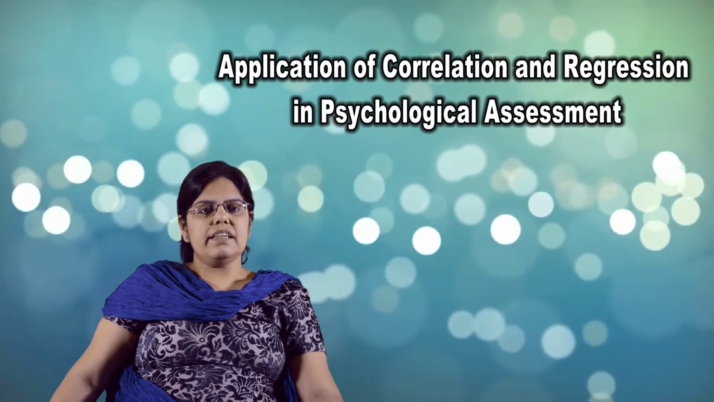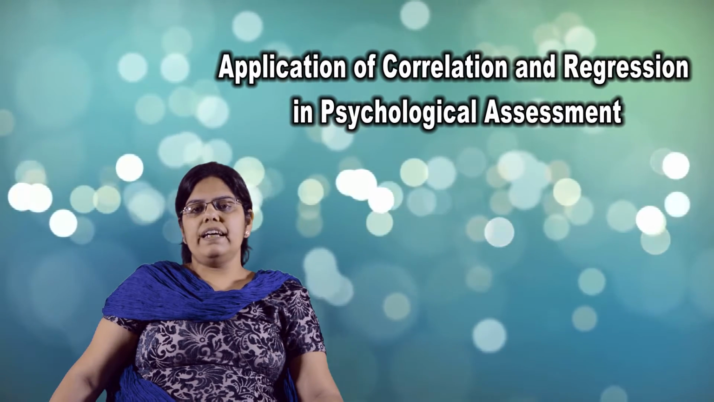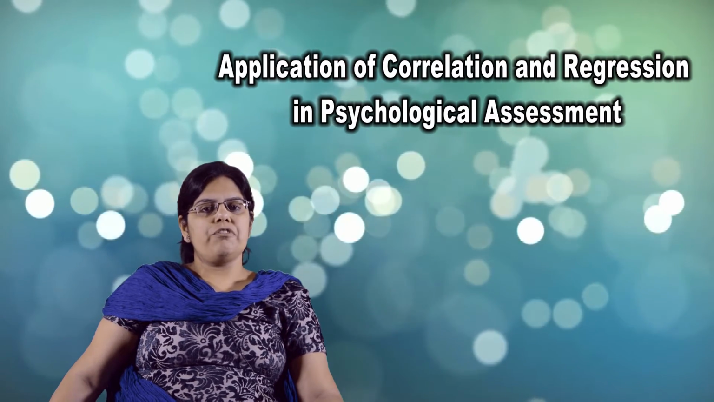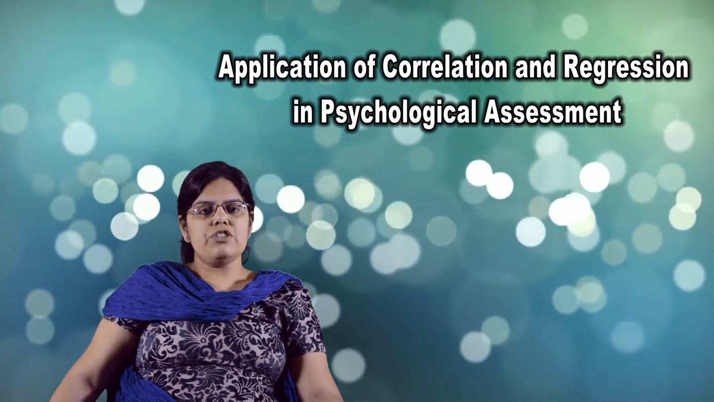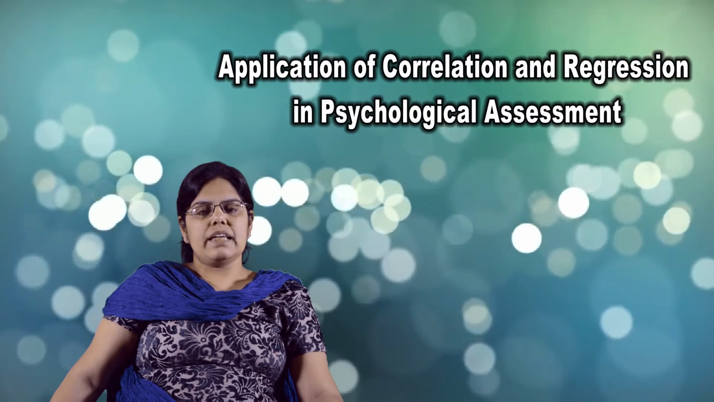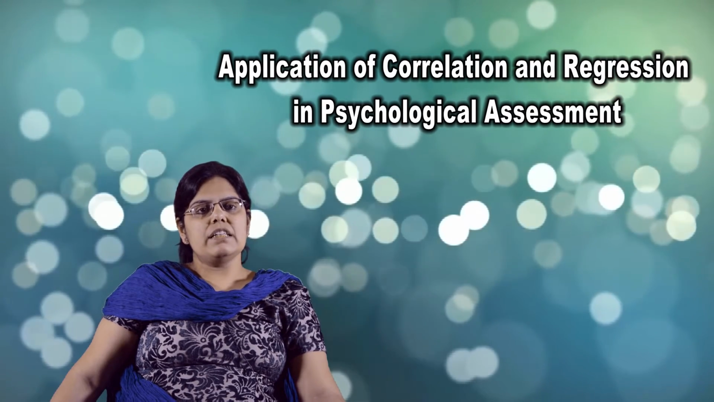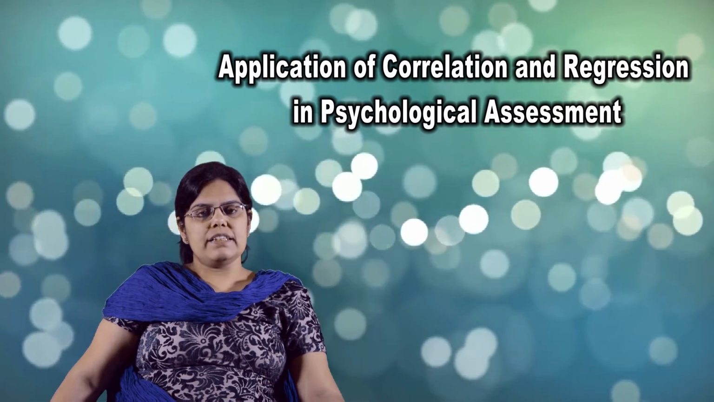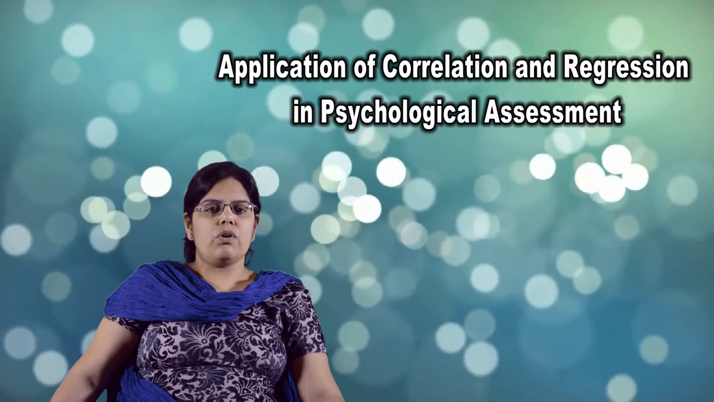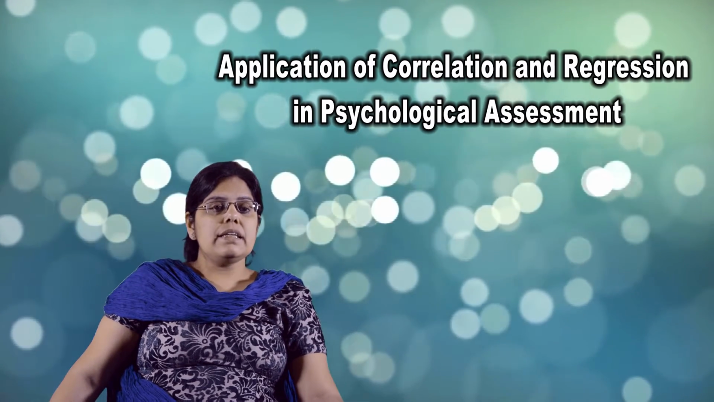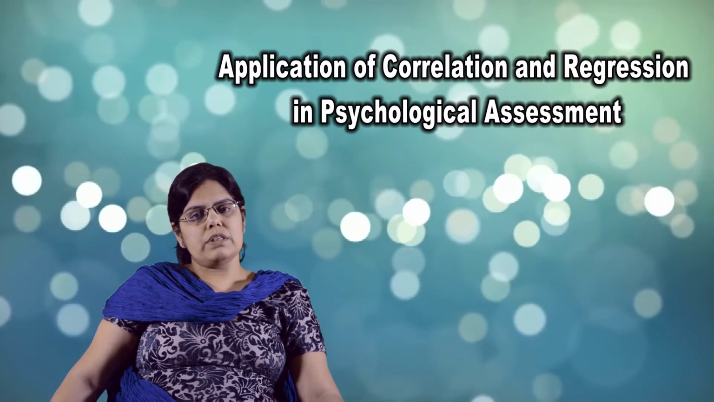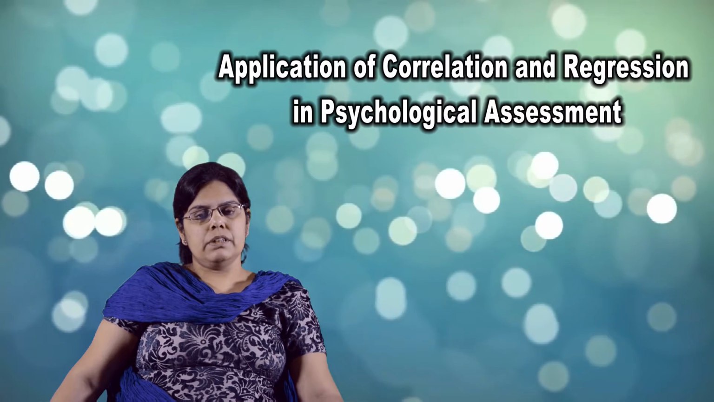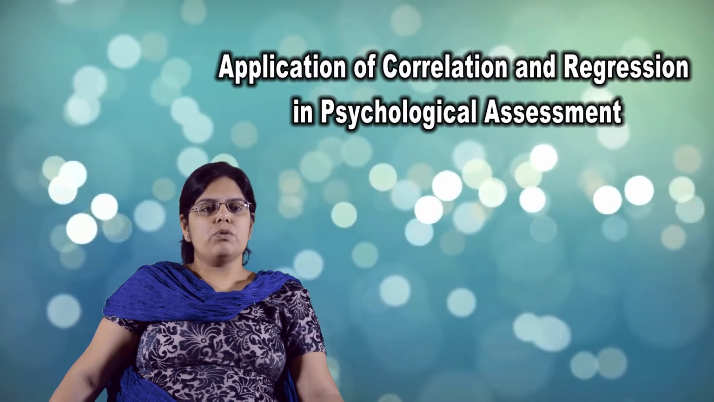Within the classical test theory, correlation is widely used in various steps of item analysis of test construction. The discrimination index of an item is calculated by correlating the score of each individual test item with the total score on the test. This helps a researcher to know how an item relates to the total test score, which is called item-total validity.